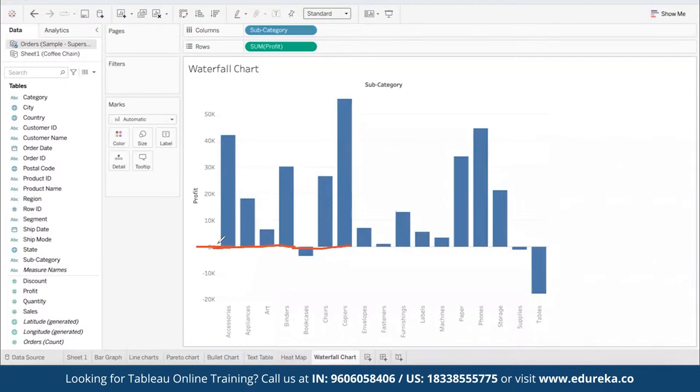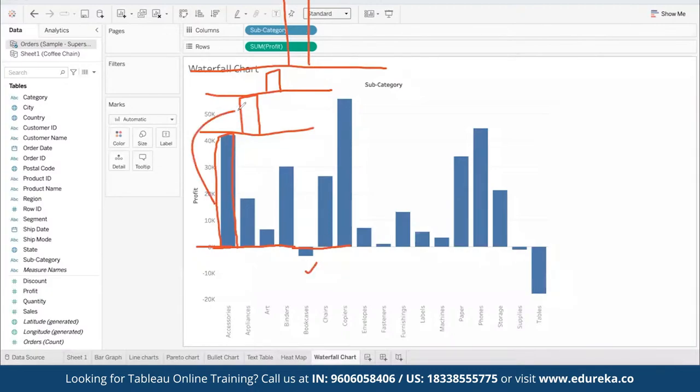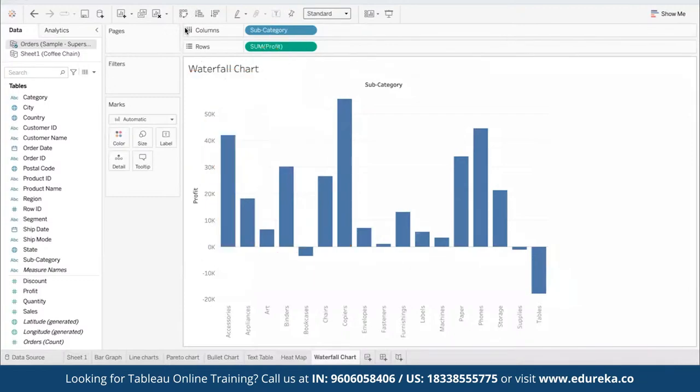But with a waterfall, what will happen is, this is accessories, isn't it? Appliances will come here. What, another 18,000. From here, it will go up. Understood? Then art. So till here, it is accessories and appliances. On top of that, art. So overall it pushes up till here. On top of that, binders. Understood? Then overall it goes up there. Then it will reduce a little because of the loss. So these steps are what we will get when we do a waterfall chart.